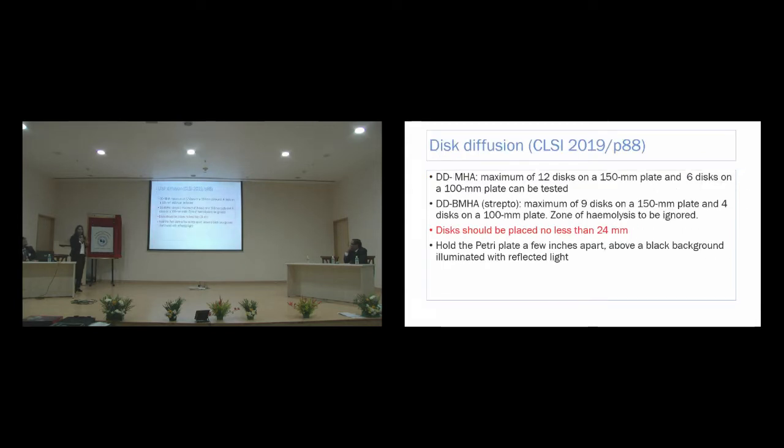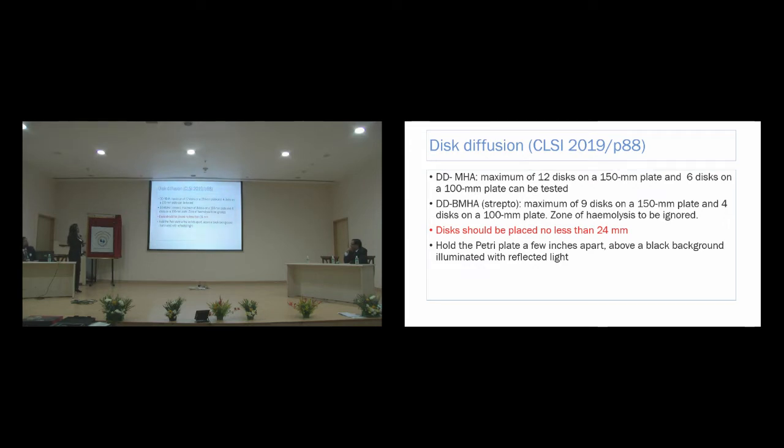So next, a brief note on how many discs have to be put on the Mueller-Hinton agar while doing the disc diffusion technique. For a routine, non-fastidious organism, 12 discs is the maximum to be put on a 150 mm plate, and 6 discs on a 100 mm Mueller-Hinton agar plate.